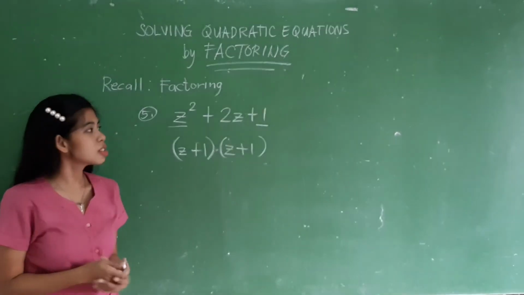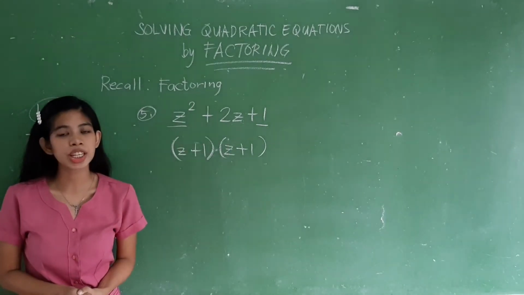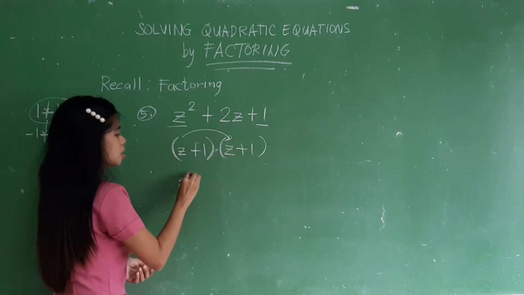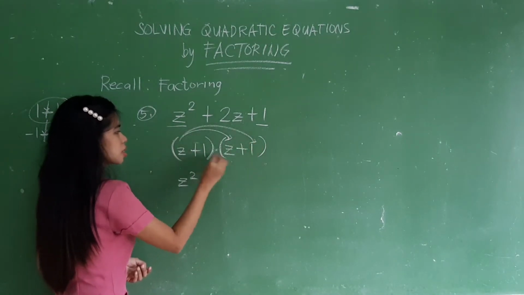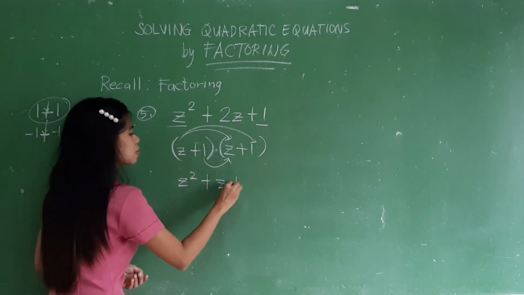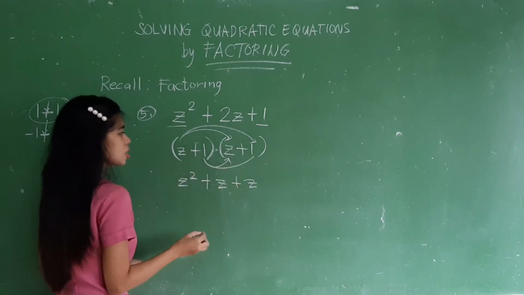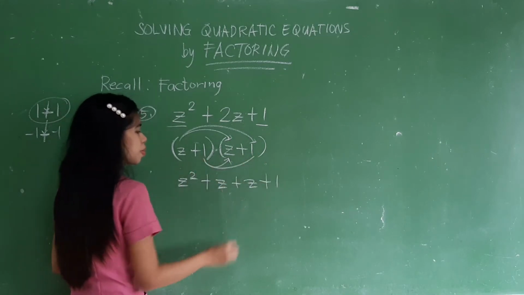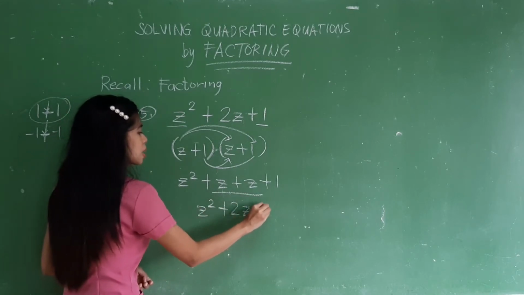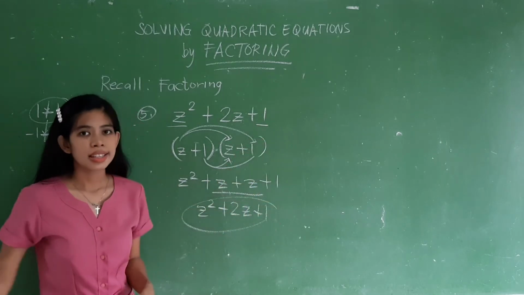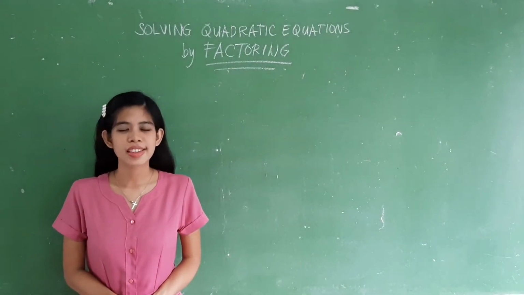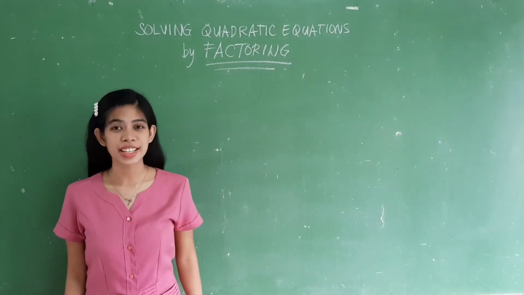Okay? So these are now the factors of this trinomial. If you are going to check, you can just apply the FOIL method. Z times z, z squared. Outer terms, z times positive 1 is positive z. Inner terms, positive 1 times positive z is positive z. And the last terms, positive 1 times positive 1 is positive 1. Combine the like terms, so z squared plus 2z plus 1, you still got the original given, meaning your factors are correct. Let us now apply the concept of factoring in solving quadratic equations.